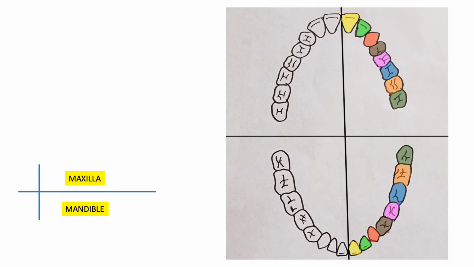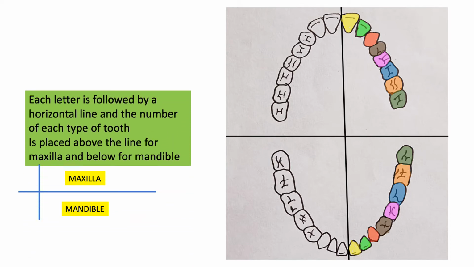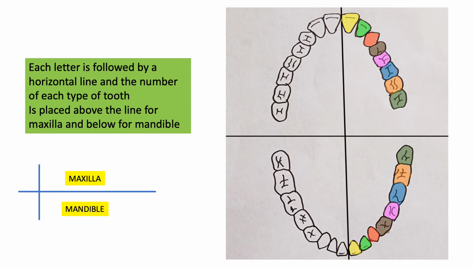In the end, the dental formula is a combination of these three factors: the denomination, the horizontal line, and the number of each tooth. So how we write a dental formula is that first there will be the letter, the denomination of the tooth being represented, followed by a horizontal line. Above the horizontal line will be the number of that particular tooth in the upper jaw, and below will be the number of that particular tooth in the lower jaw respectively.